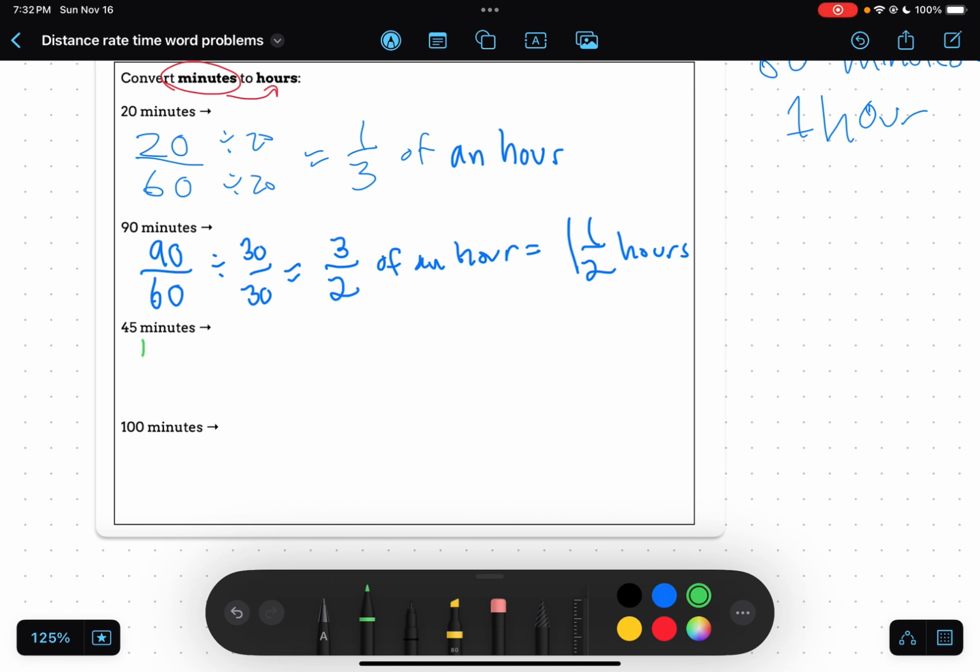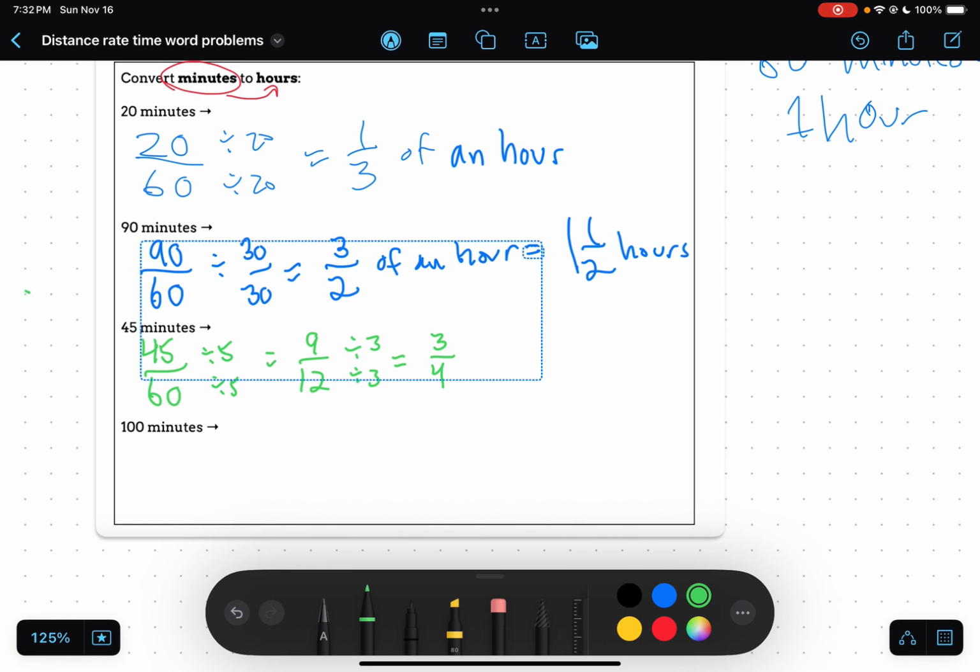All right, so 45 minutes. So let's say you don't know a good number to divide them by. Just start with a small number. So let's say I can divide them both by 5, and that's going to be 9/12, and then I'll divide them both by 3, and then I will get 3/4. So you might have divided by 15 to begin with, or you might have just known it. But as long as you divide them both by the same number till you can't do it anymore, then you'll find your final answer. So 45 minutes is 3/4 of an hour.